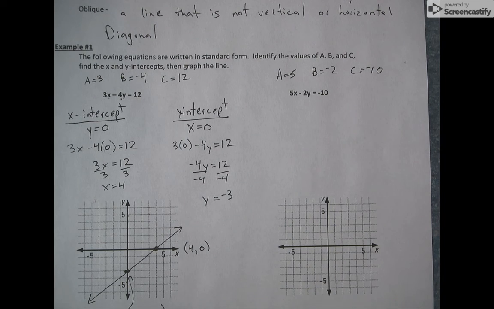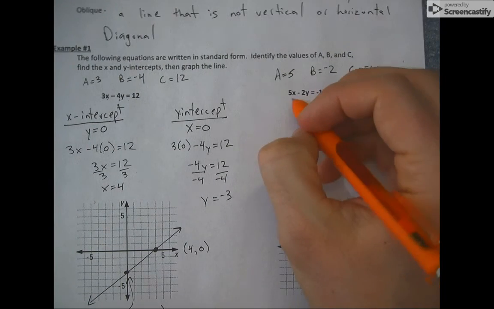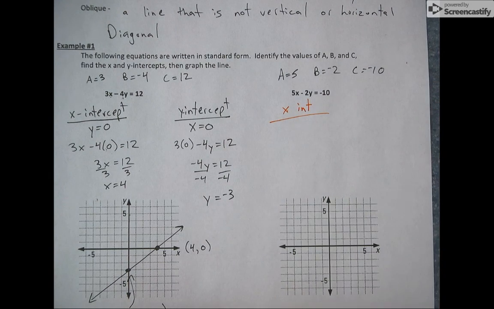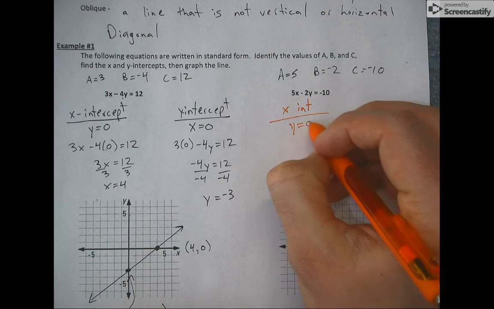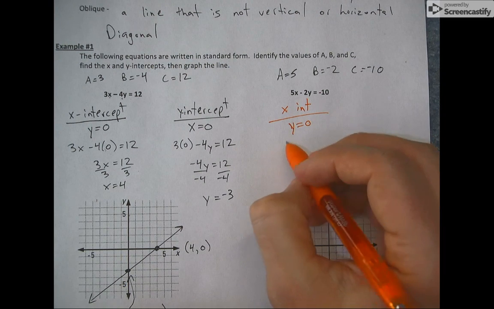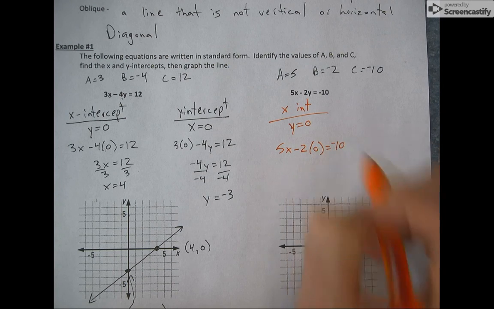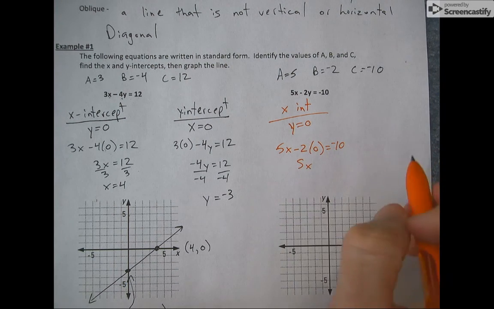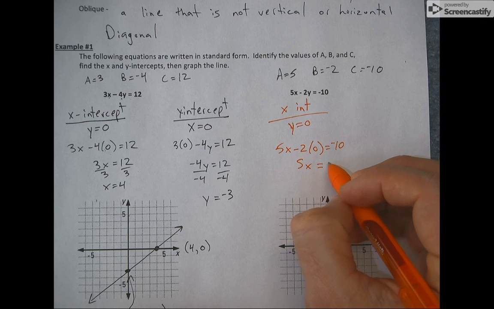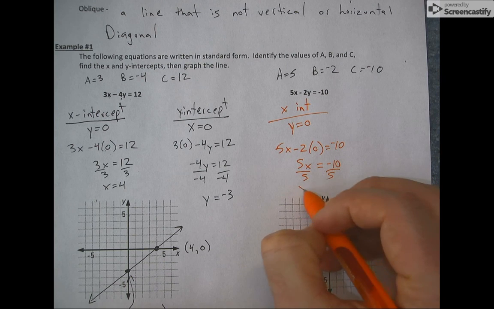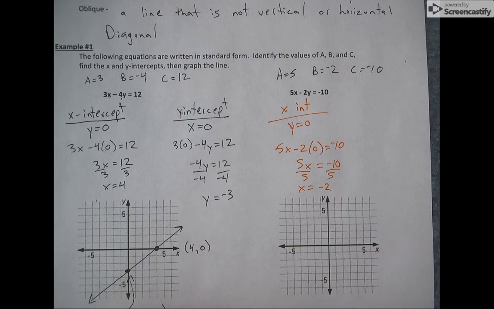Okay, so let's take a look at the second one. We're going to start by finding our x-intercept. So to do that, you've got to find out what x equals when y is 0. So I'm going to plug in 0 for y. Clears it out. So I have 5x equals negative 10, divided by 5. X equals negative 2. So I know this is going to hit the x-axis at negative 2. There's going to be a point right there.